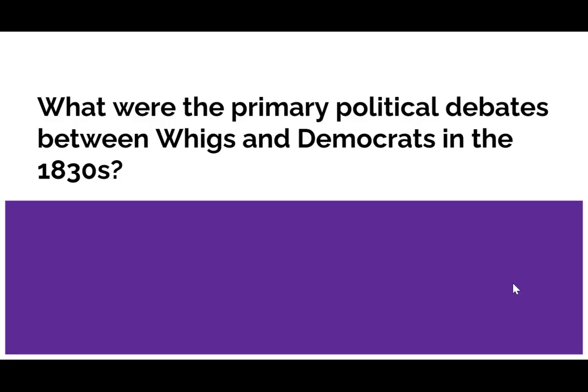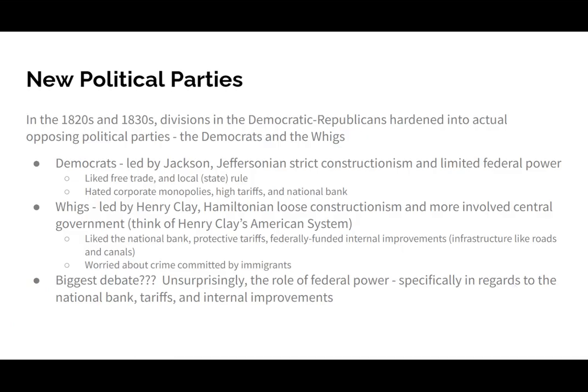So that's coming. Okay, so let's talk a little bit about the primary political debates between Whigs and Democrats in the 1830s. Now, we already talked about this a little bit, but by the 1820s and 30s, we've got the Democrats and the Whigs. Democrats led by Jackson, right? We've got that more strict constructionism, limited federal power. They did like free trade, but they believed strongly in local or state rule. They hated corporate monopolies. They hated high tariffs and the national bank.